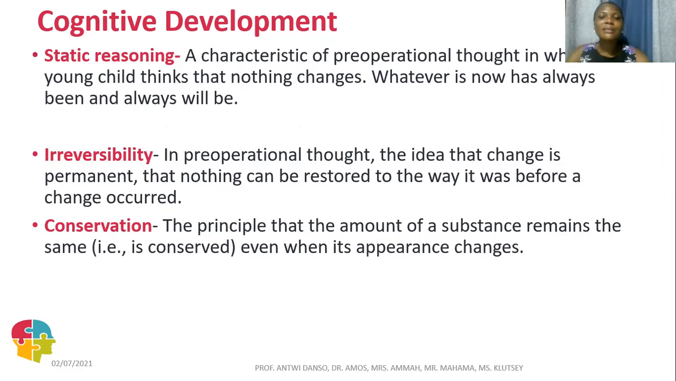They have what we call static reasoning. Children have what we call static reasoning. It is a characteristic that allows children to think that nothing changes. The way something is, that is how it will be forever. So they don't understand why yesterday they went to the mall and you were able to buy ice cream for them, and today you say you don't have money. Once you were able to have money yesterday, it means today you should also have money. That is what we refer to as static reasoning.